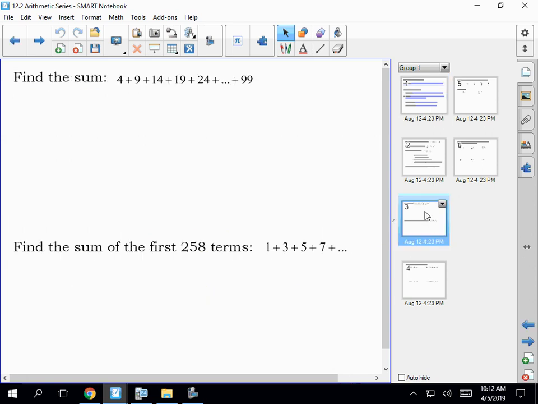So we're going to find the sum. What kind of series is this? That would be finite. It is finite. It ends at 99. And what type is it? Your types are arithmetic, geometric, or neither. Arithmetic, yeah.